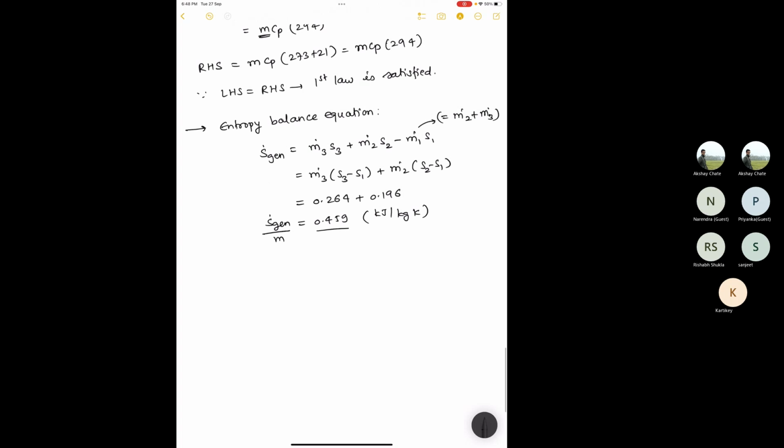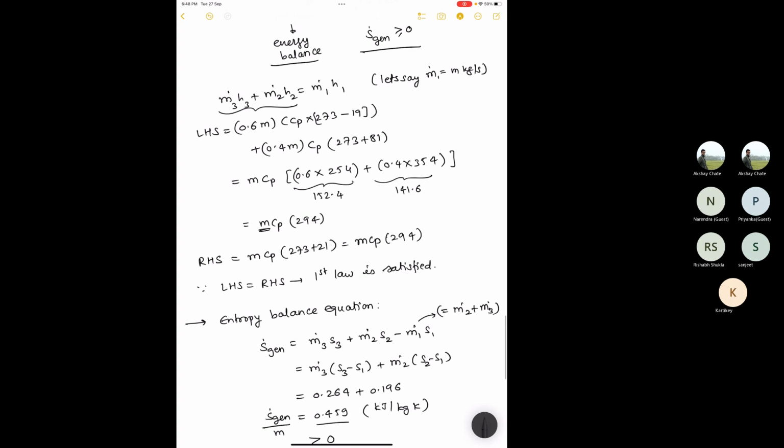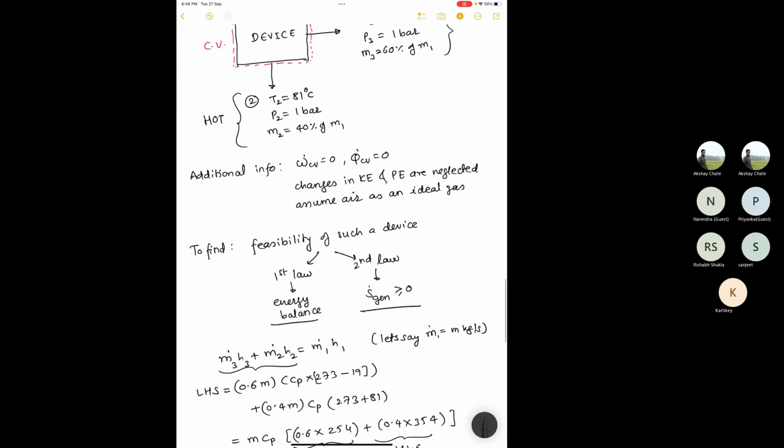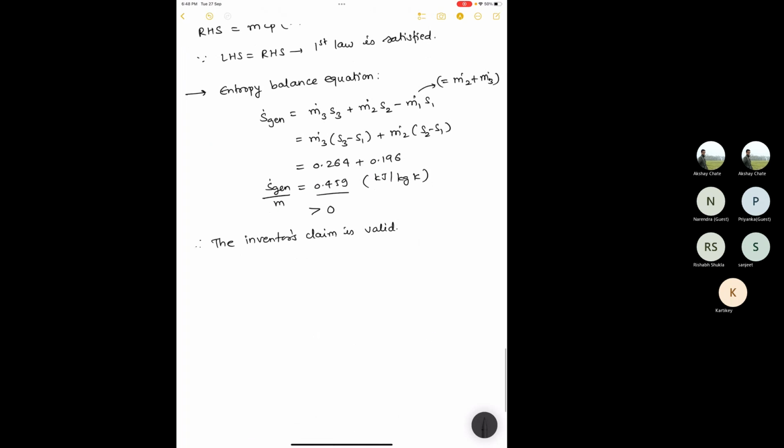So now this value is greater than 0. Therefore the inventor's claim is valid and such a device is possible according to thermodynamics. But now the next part of the investigation will be what is inside this device. So that is not in the scope of this discussion, but I'm just telling you how it goes.